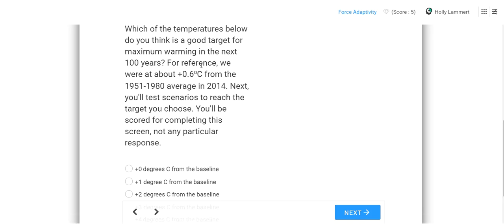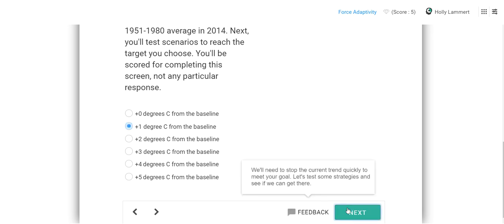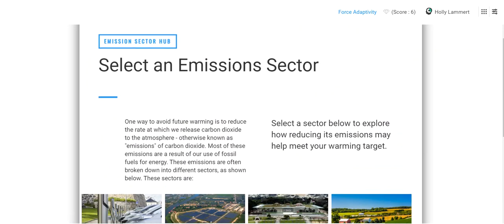Okay, so let's say we want to slow it down. Go ahead and just choose one, but let's say we keep it at a goal of 1. Let's see if we can use a strategy to get there.